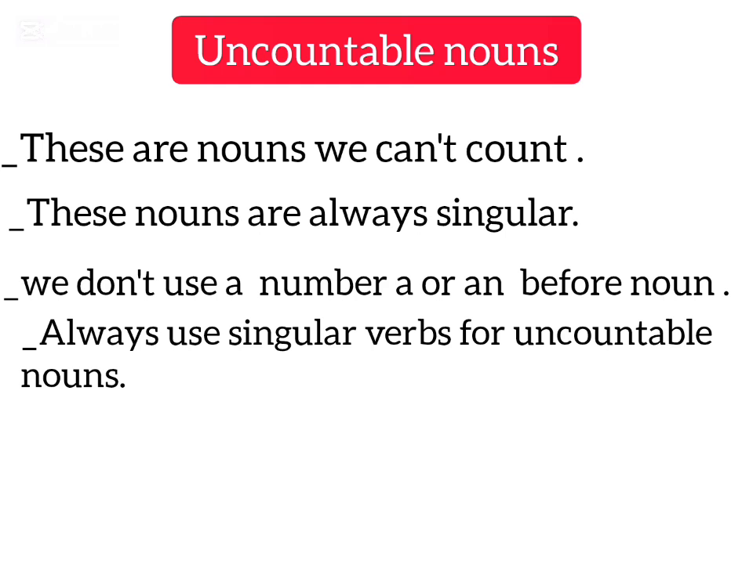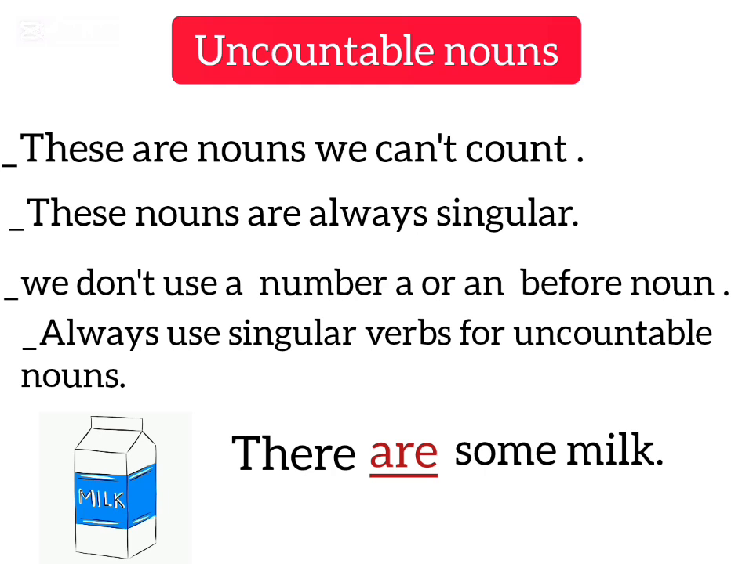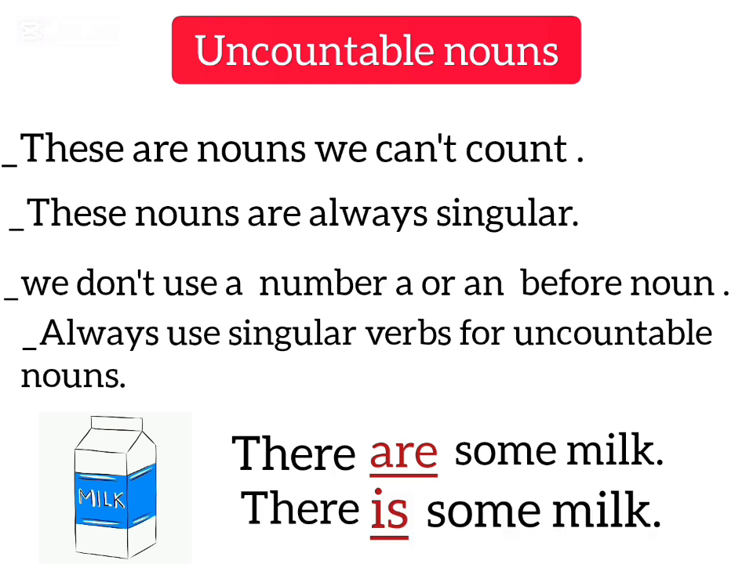Always use singular verbs for uncountable nouns. For example, there are some milk. This sentence is also incorrect because we don't use a plural verb with uncountable nouns. There is some milk. This is correct.